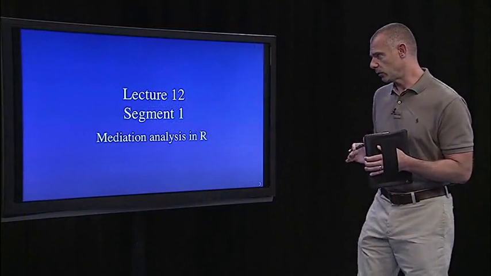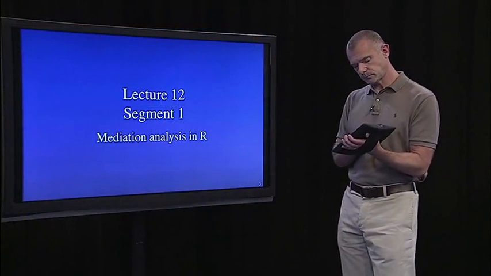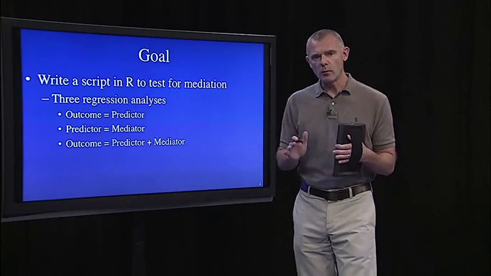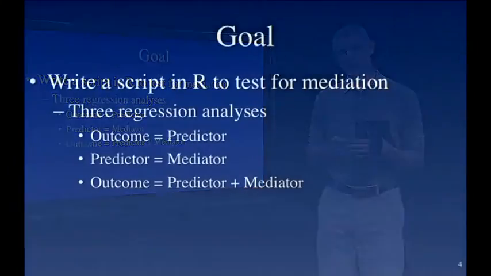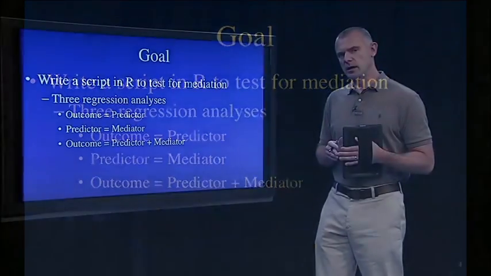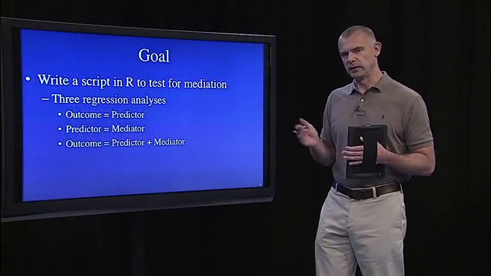So in this first segment, we'll do the mediation analysis. And again, to be clear, to test for mediation, all we need to do is 3 regression analyses. Of course, we'll want to test for all the assumptions first before we conduct those 3 regression analyses, but all we have to do is 3 regressions. The first is just the outcome as a function of the predictor. Then we want to look at the predictor as a function of the mediator, and then we want to put both the predictor and the mediator in the regression equation predicting the outcome.